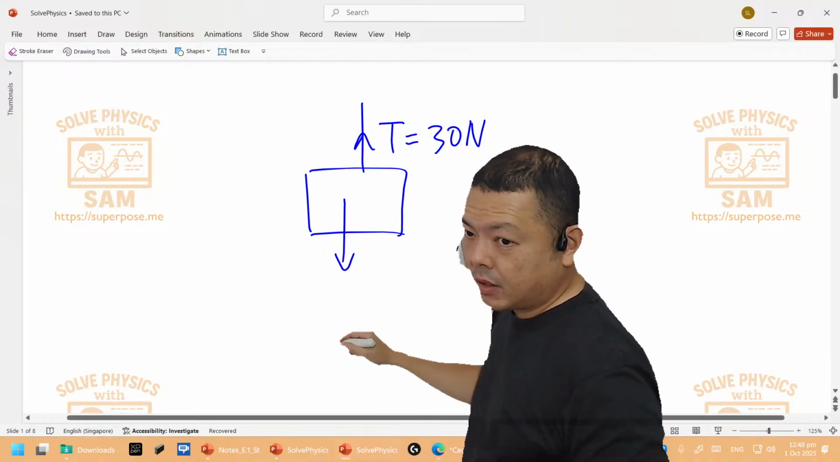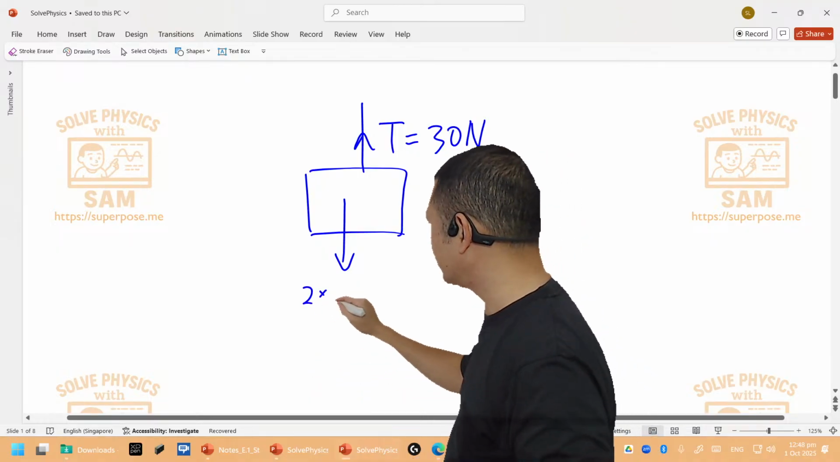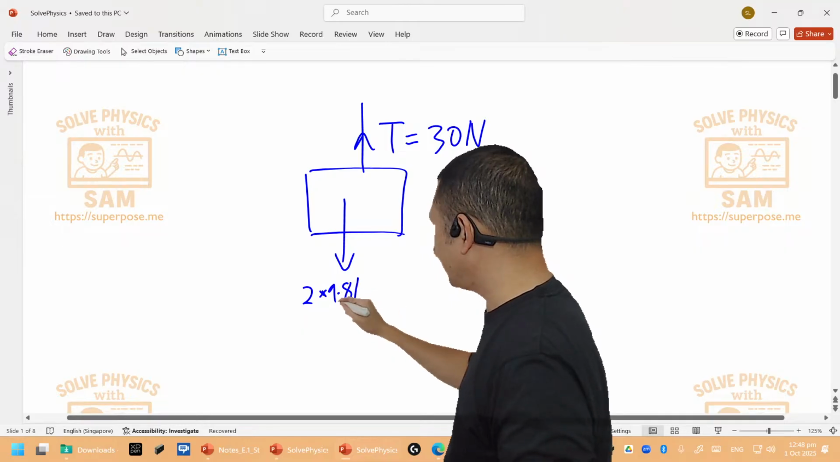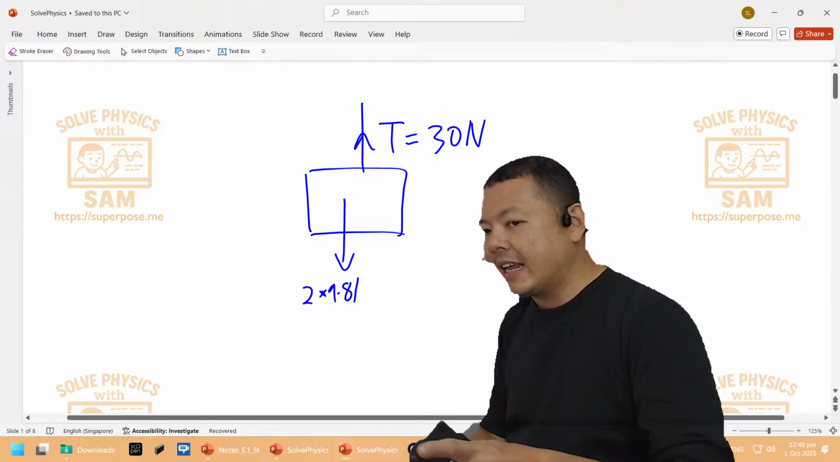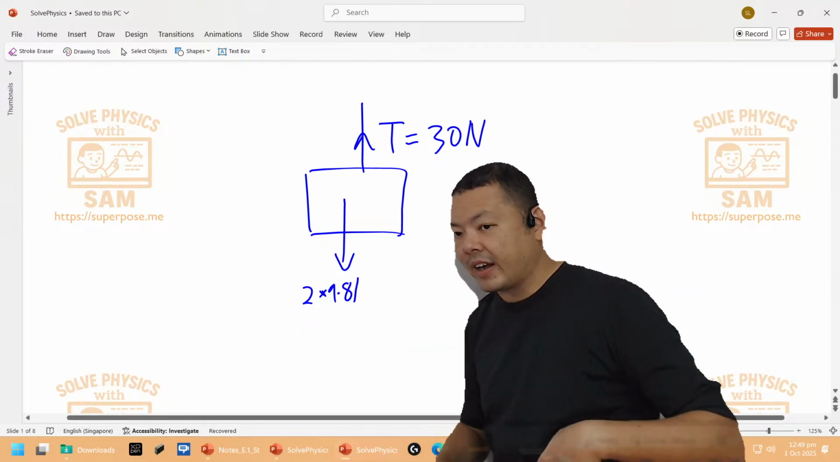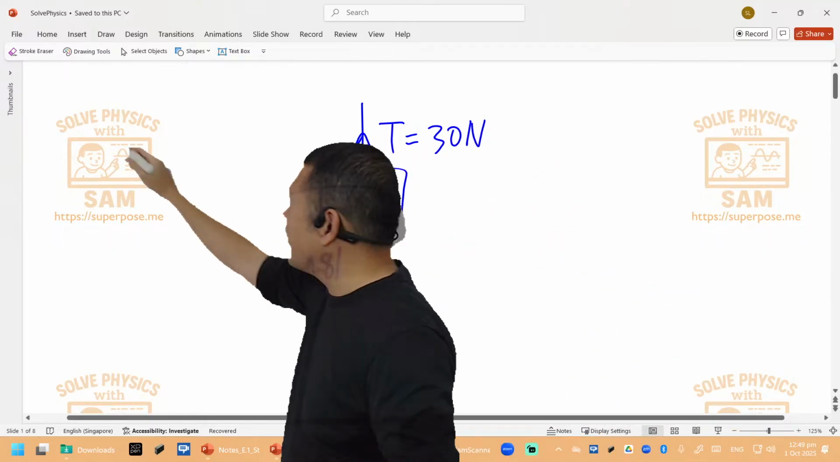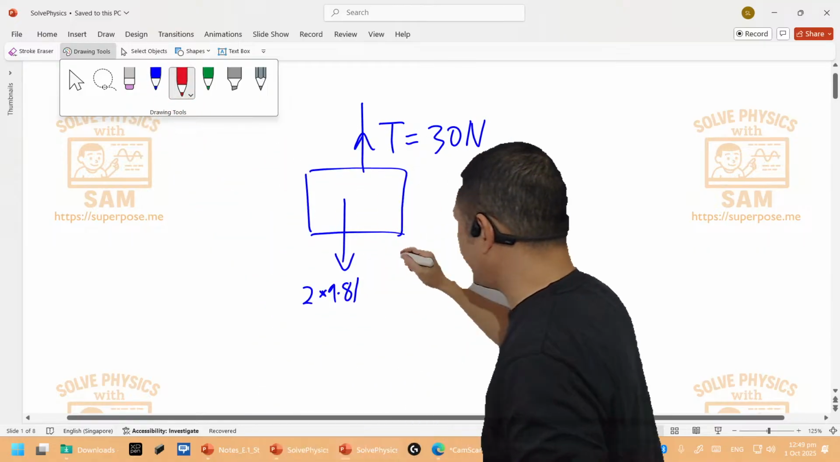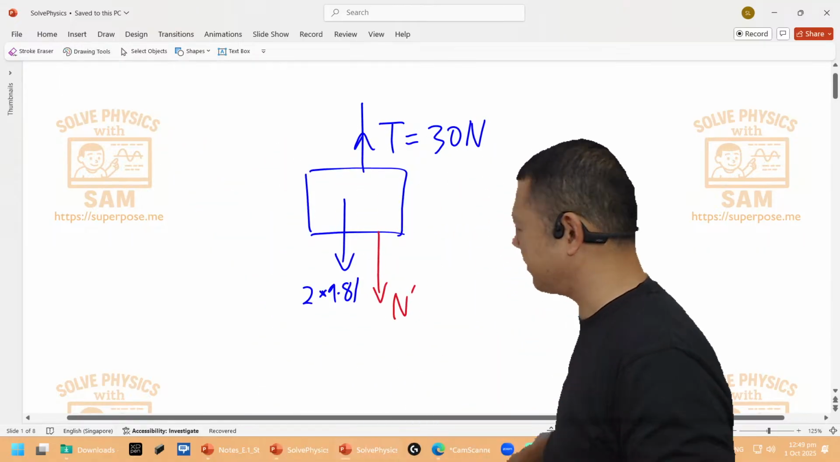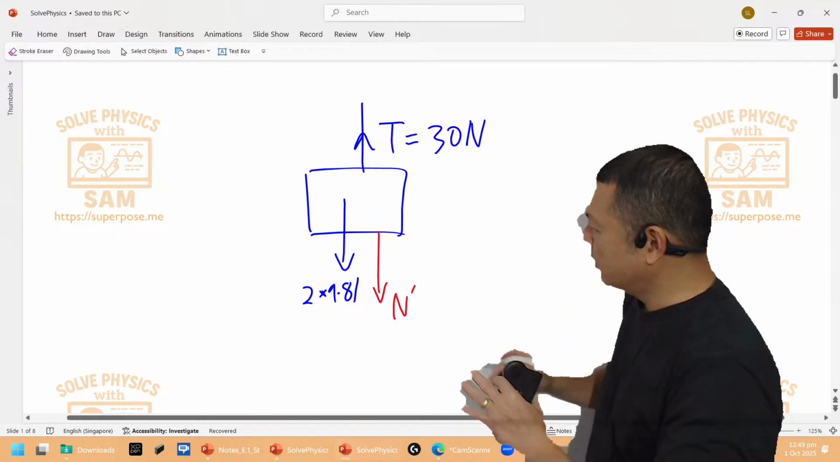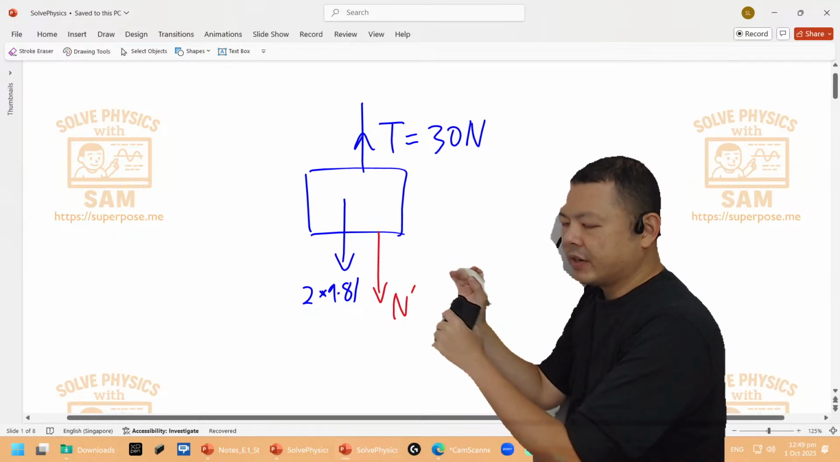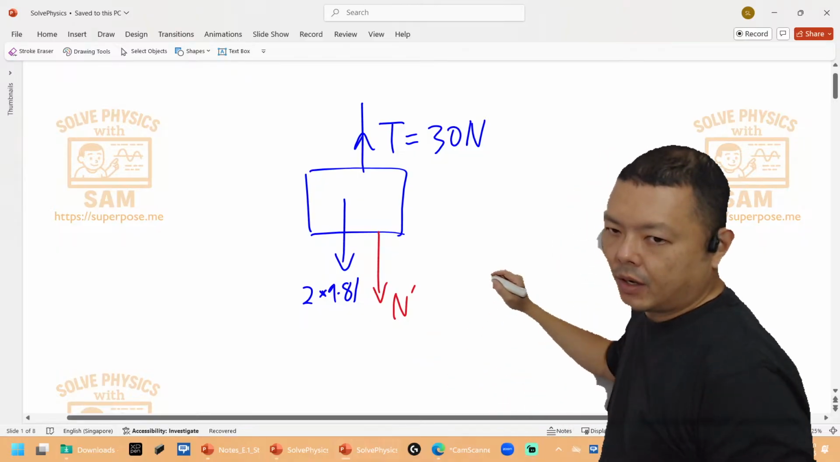Then there's the weight of the crate, which is how much? 2 kilograms. So 2 times 9.81. And then don't forget, since you isolated the crate, you need to add in the force that the present acts on the crate. So which is that normal contact force. That's the N prime that we were looking at. You get what I'm saying? So how should I write an equation for this if I want to find N prime?